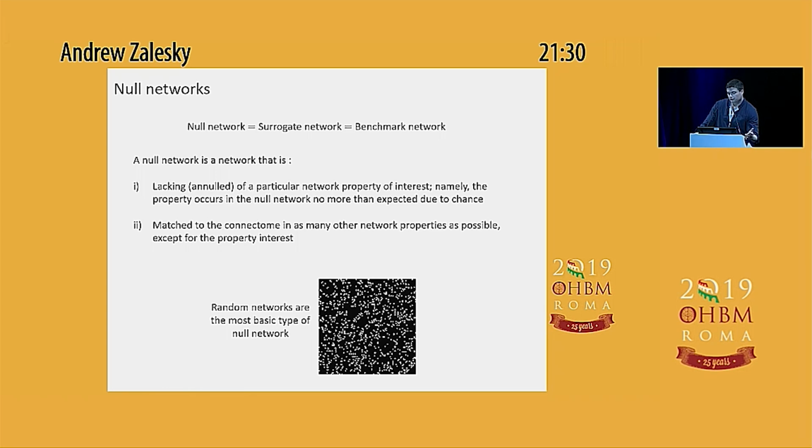A null network is also referred to as a surrogate network or a benchmark network. And the 2 properties of a null network are that, first of all, the property that we're interested in, so path length in the example that I've just given you, should be nulled, or it should be taken out of that null network. And often that's quite hard to do. The second property is that the null network should be matched to our real connectome in all other possible properties. And so the simplest type of null network is a random network. As I said before, this is just by taking nodes and drawing edges between those nodes at random.